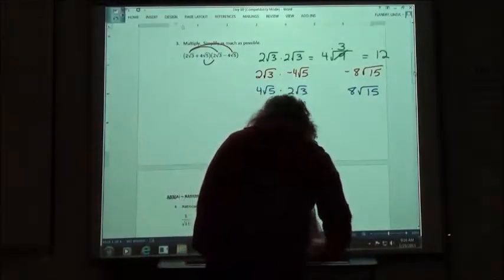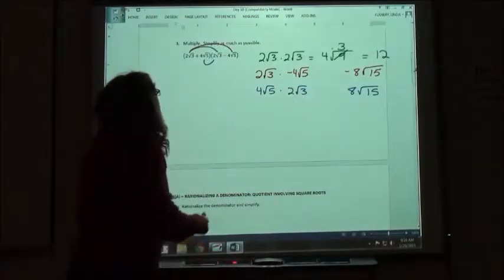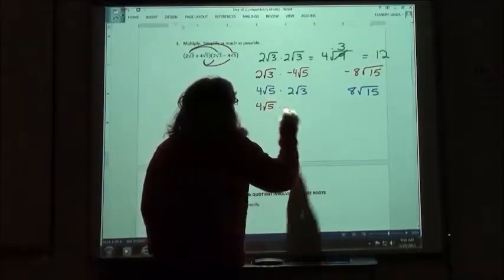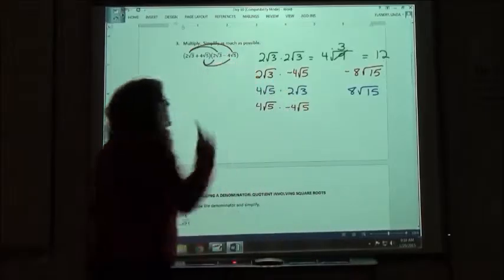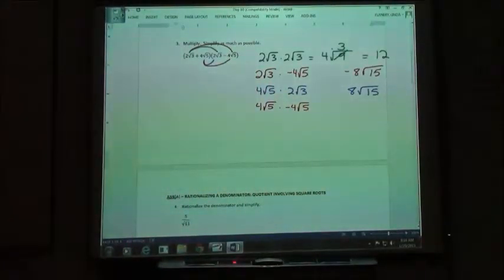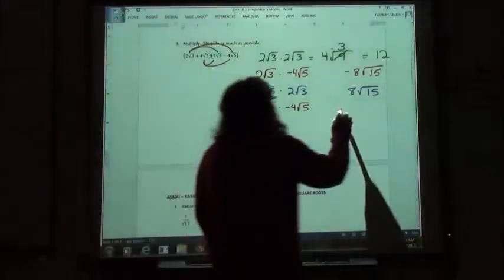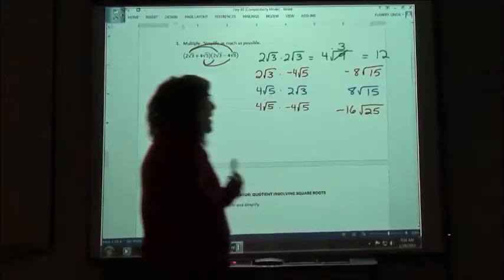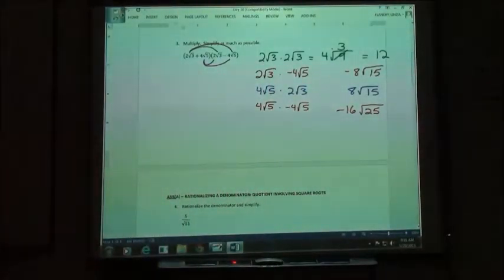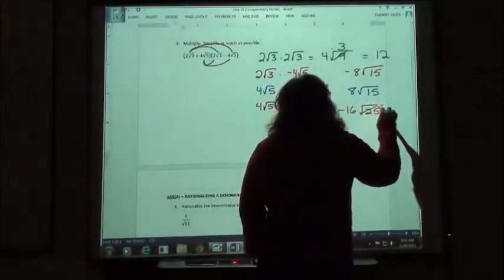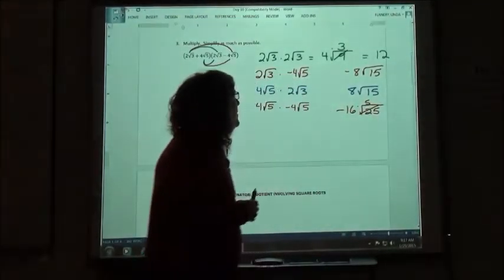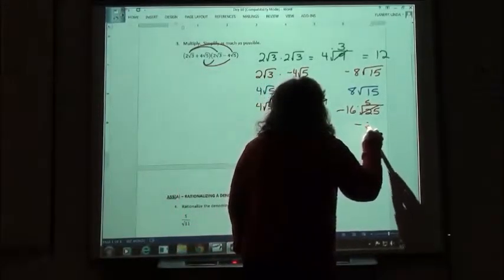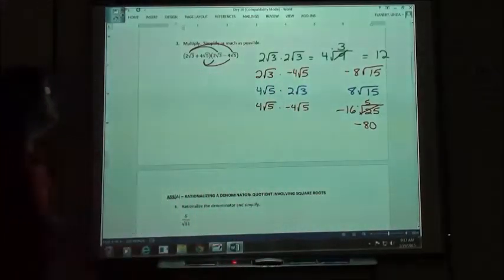And then we have to do the last pair, and the last pair says we're going to do what? 4 square root of 5 times negative 4 square root of 5, right? Because there was a minus in front of that last one. So we would get negative 16 square root of 25. And we can simplify that one. Square root of 25 is 5. So we're going to take negative 16 times 5. Negative 80.